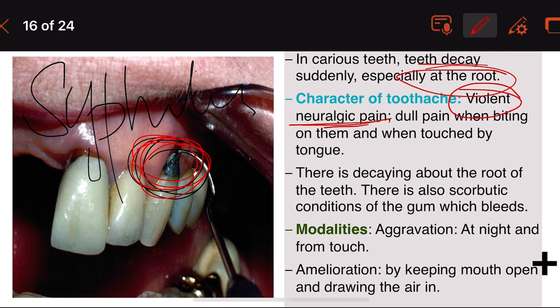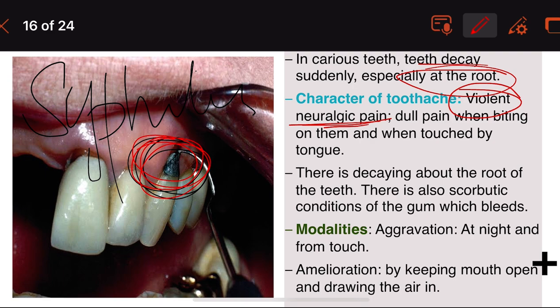I told you, we saw the picture that when the patient bites the teeth, or while eating, bites on them, and when he is eating, the complaint is aggravated. Toothache aggravated by eating, Mezereum. The dull pain when the patient is biting on them, and when it is just touched by the tongue. Even the slightest touch by the tongue is also causing the violent neuralgic pain.